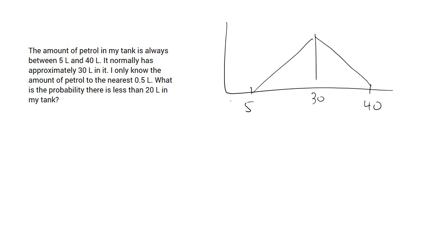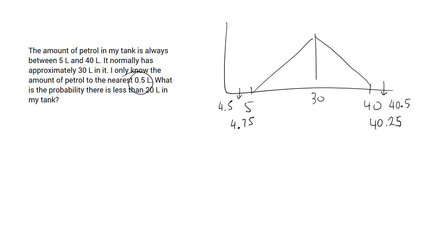Now this is where we need to do a continuity correction. I only know the amount of petrol to the nearest 0.5 litres. What is the probability there is less than 20 litres in my tank? So we need to adjust for only knowing to the nearest 0.5. So the amount that we'd know below 5 would be 4.5, so the cutover point in here is going to be 4.75. And again, the amount above 40 would be 40.5, so the amount in here is going to be 40.25.